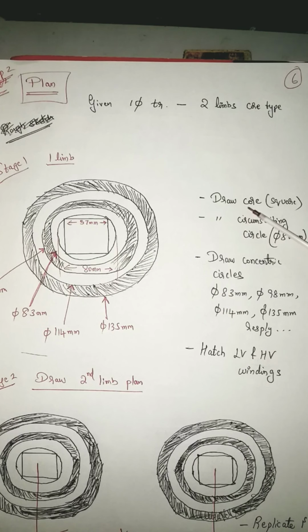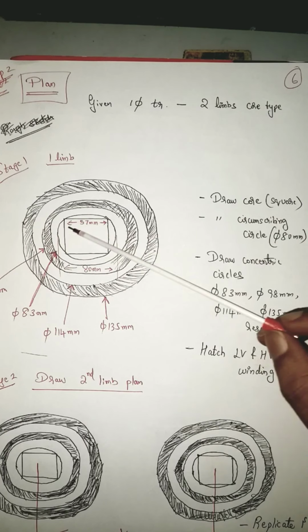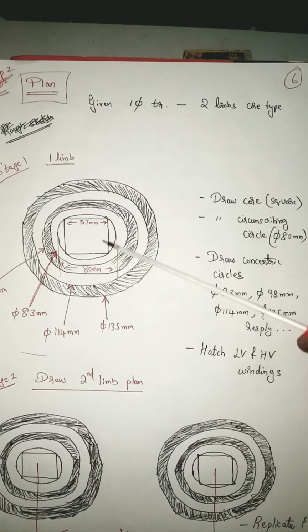So just draw a square of dimension 57 mm. So 57 by 57 you'll be drawing a square, and followed by that you'll be drawing the circumscribing circle of diameter 80 mm. So around this square core you are having the first circle and its diameter is 80 mm as shown here. After that you'll go on drawing concentric circles to represent LV and HV windings.